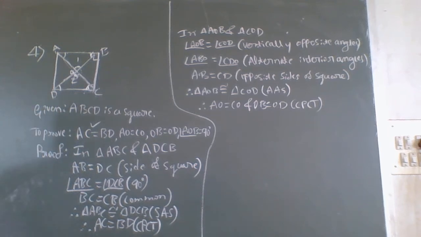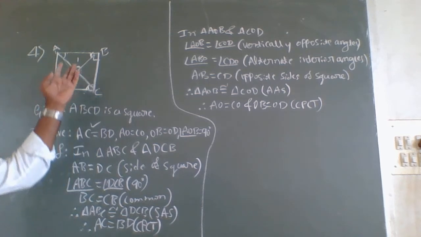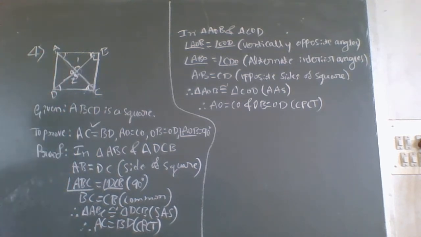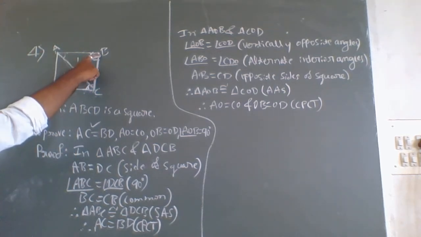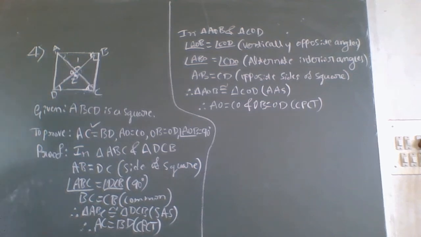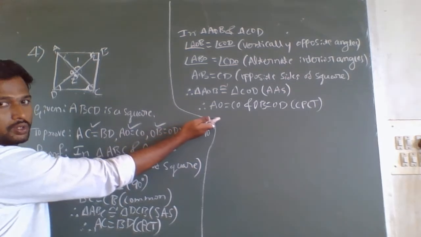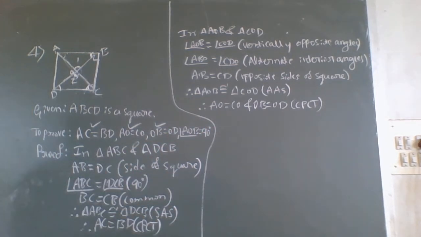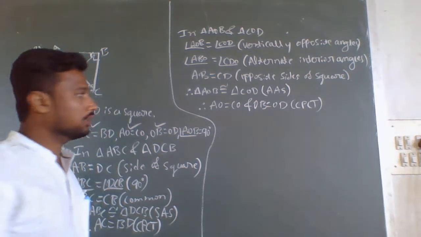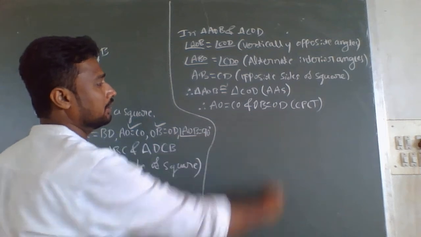Therefore, what do we prove now? Diagonals of a square bisect each other. Here, OA is equal to OC and OB is equal to OD, means we proved these two. Therefore, here you should write: in a square, diagonals bisect each other.